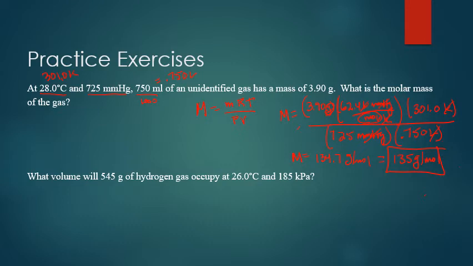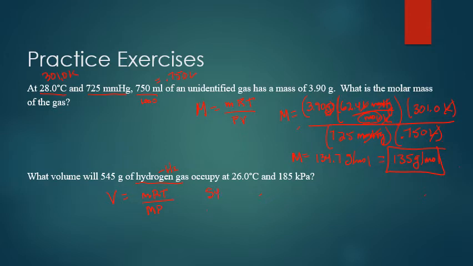So what volume will 545 grams of hydrogen gas occupy at 26.0 degrees Celsius and 185 kilopascals? So please remember, since I have a substance given, I have the mass of it, but I also have its identity, so I know its molar mass as well. So hydrogen gas would simply be H2. So I can set this up again with solving for volume. So I'd have little m RT over M and P.